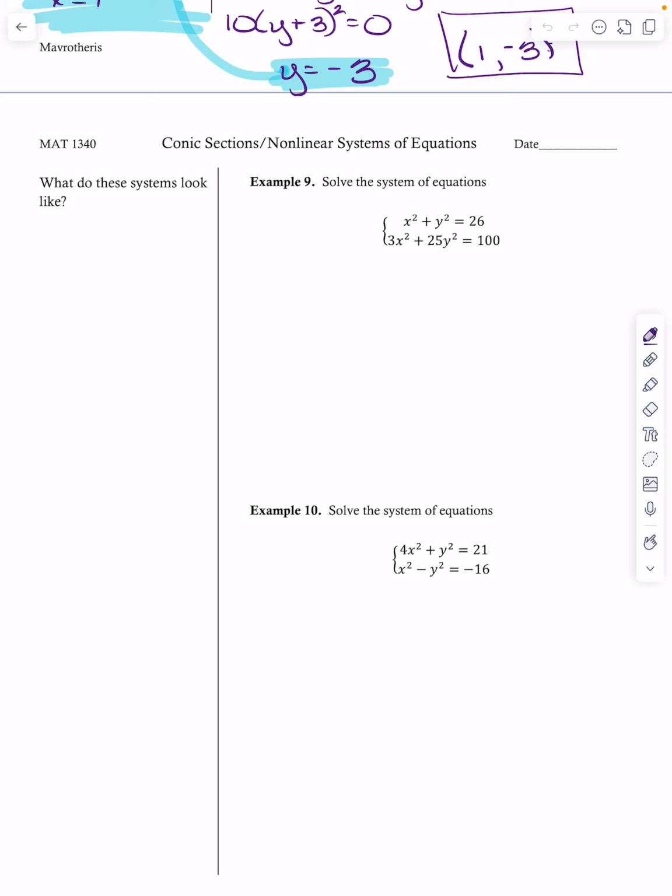Okay, these are the Conic Sections notes. This is page 6 and the last page. So let's take a look at example 9. What do we have? We have a circle up top. The numbers in front of the x squared and the y squared are exactly the same. We have an ellipse down below. The numbers in front of the x squared and the y squared are different.